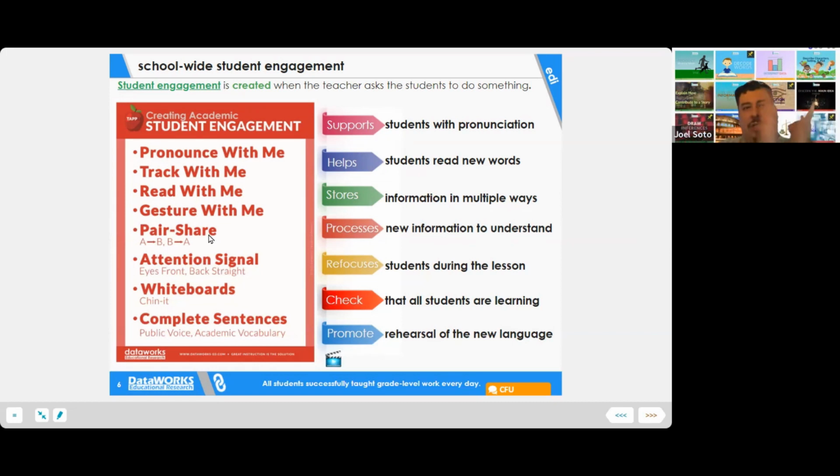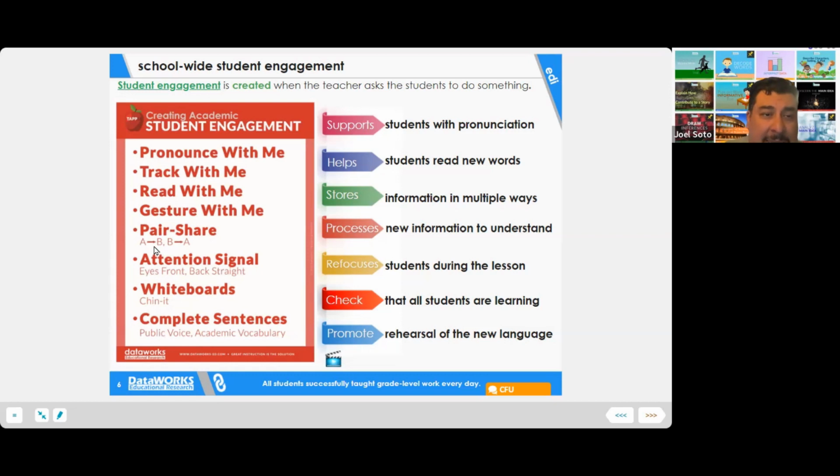I love pair share. I love clapping, and I love pair share. Research says we're supposed to allow our kiddos about 20 seconds to process. I can't give them 20 seconds. They're going to do something else. So what I do is, in our program, we have it built in, and I'll show you how that works. We have a lot of pair share opportunities with our kiddos.